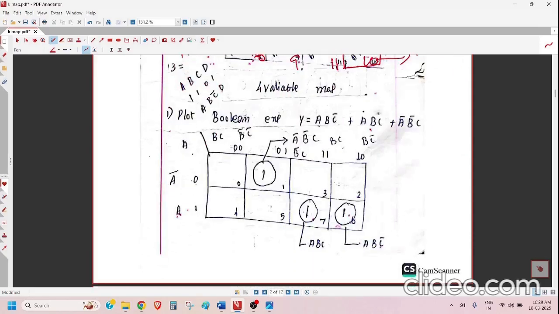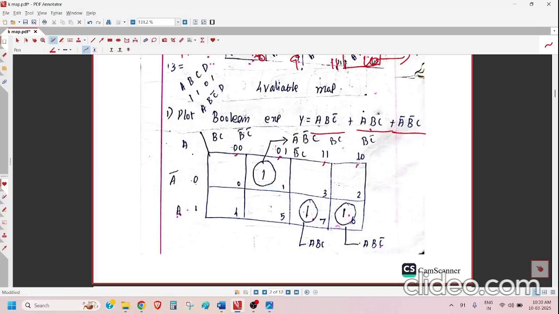Okay, so the first sum, they ask us to plot the Boolean function. It is very simple sum. Plot the Boolean function y is equal to AB into C bar plus AB into C plus A bar B bar into C. It is very simple. Since it is a 3 variable K map, you just draw the skeleton of 3 variable. This side A and this side BC. 0 1 and this side 0 0, 0 1, 1 1 and 1 0 will be there.